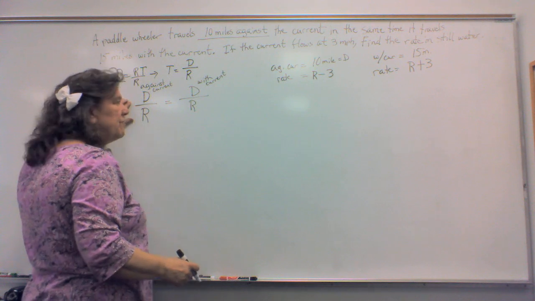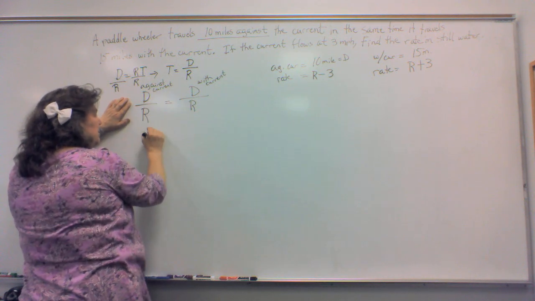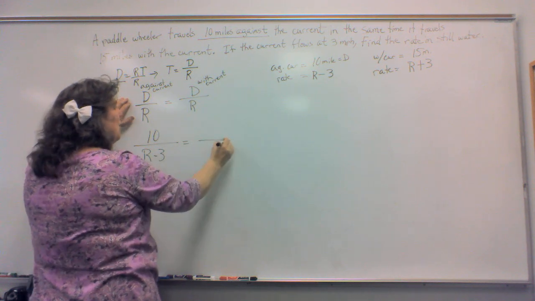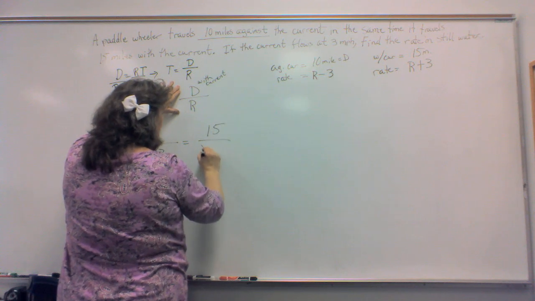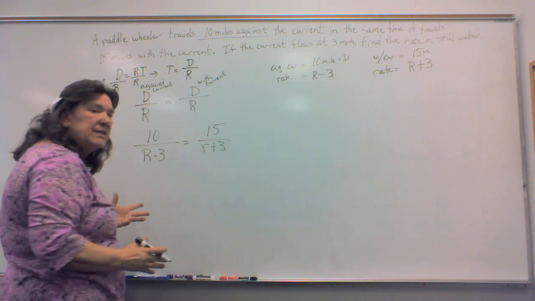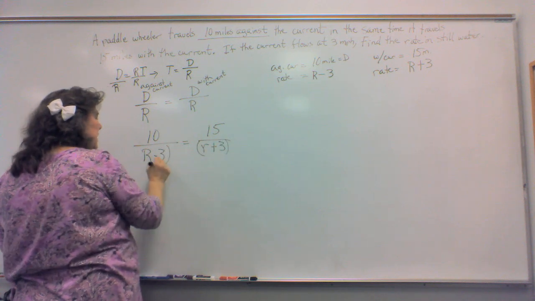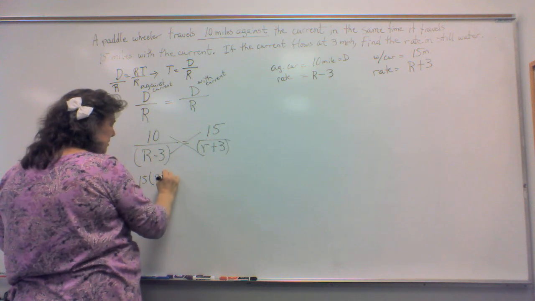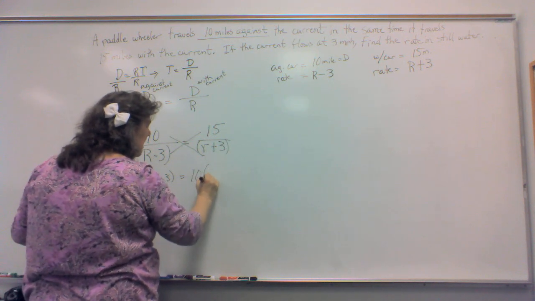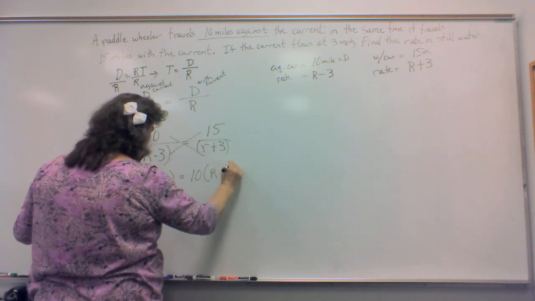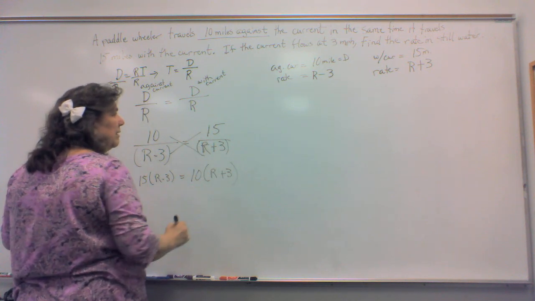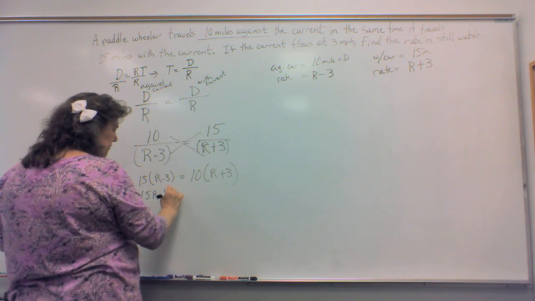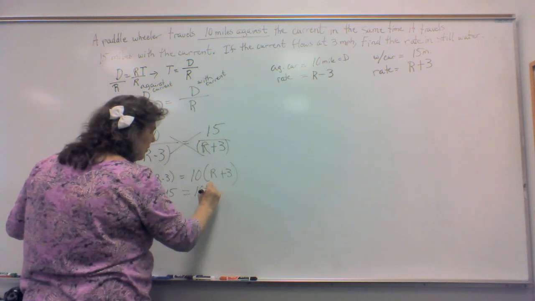So now coming back to our formula here, against the current we have 10 over r minus 3 is equal to, with the current we have 15 over r plus 3. As you can see, this is a proportion again. So we're going to have to cross product multiply. 15 times r minus 3 is equal to 10 times r plus 3. Okay, so 15r minus 45 is equal to 10r plus 30.